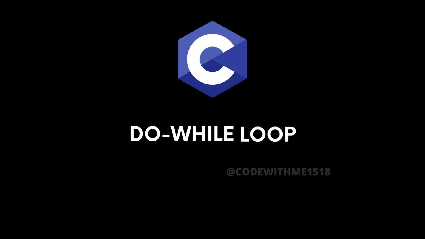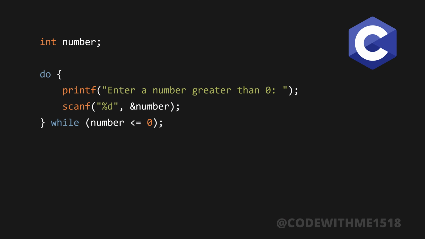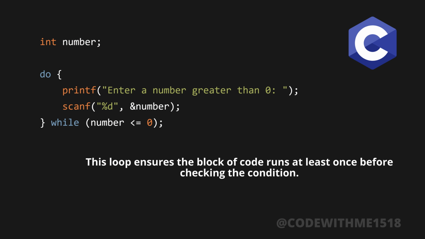The third type is the do while loop. It's like eating at a buffet. You eat at least 1 plate of food and then decide if you want more. Here's an example. This loop ensures the block of code runs at least once before checking the condition.